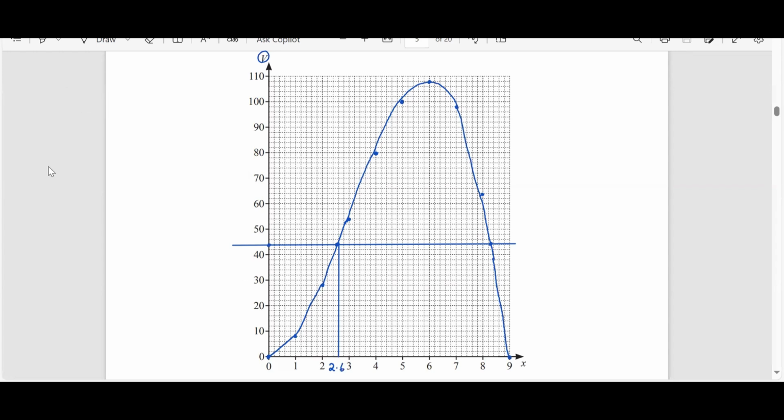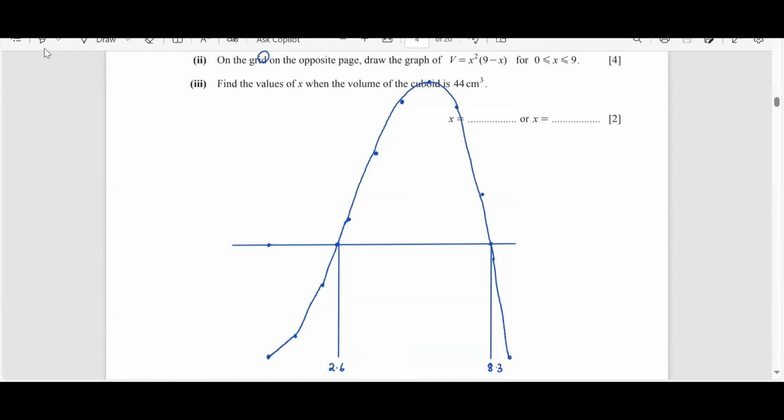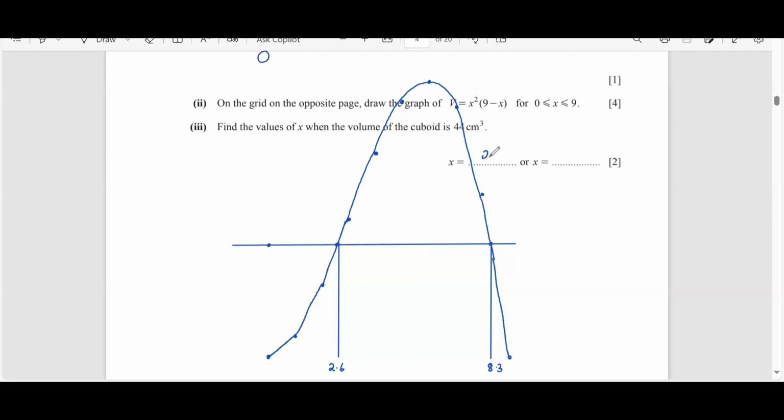And then we'll be having the next one. This is the next point of intersection. From here, just draw a straight line. So that is somewhere over here, which is 8, 8.2, 8.4. In between 8.2 and 8.4, let's say 8.3. So the values here will be x is 2.6 or 8.3. 2-mark question.